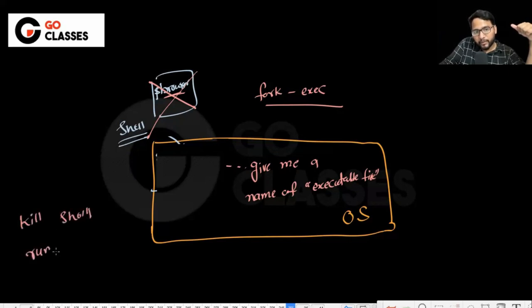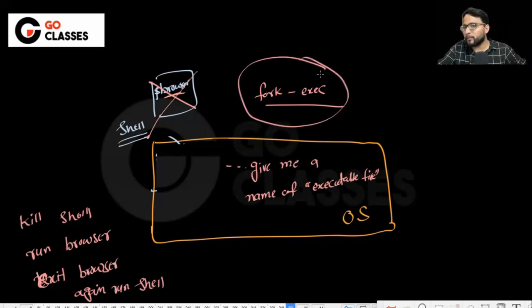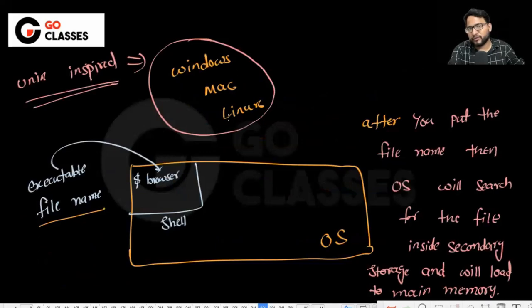Shell, run browser. Then kill the browser whenever it is finished. Basically, exit the browser. Then the browser again runs the shell. So basically, all of these steps are done by the fork and exec system calls that we will talk about. This is a very nice story about the working of fork and exec. We will talk about it later. But for now, just understand that the first operating system was Unix, and they developed Unix, which was very successful. Okay.